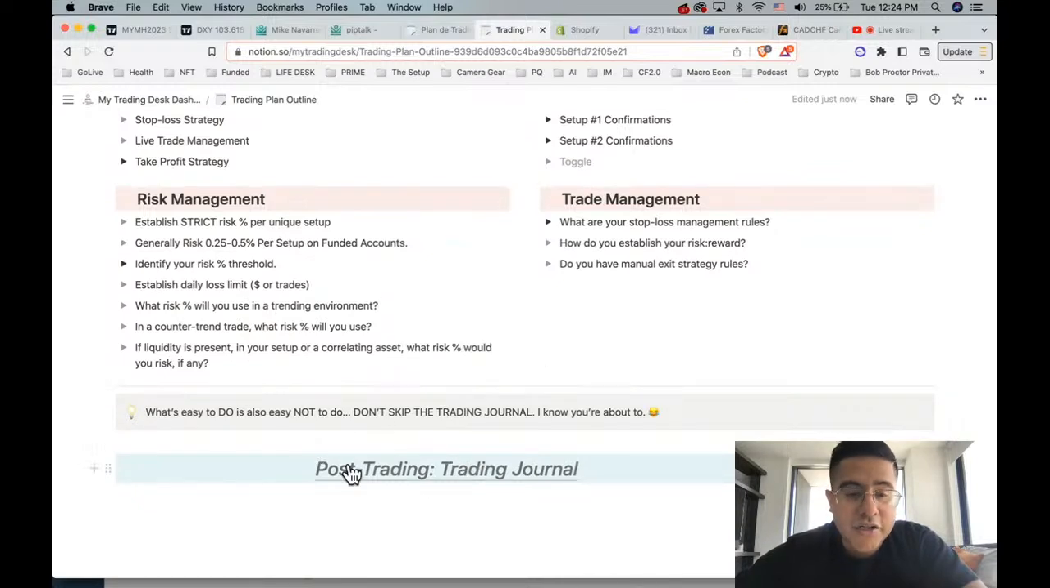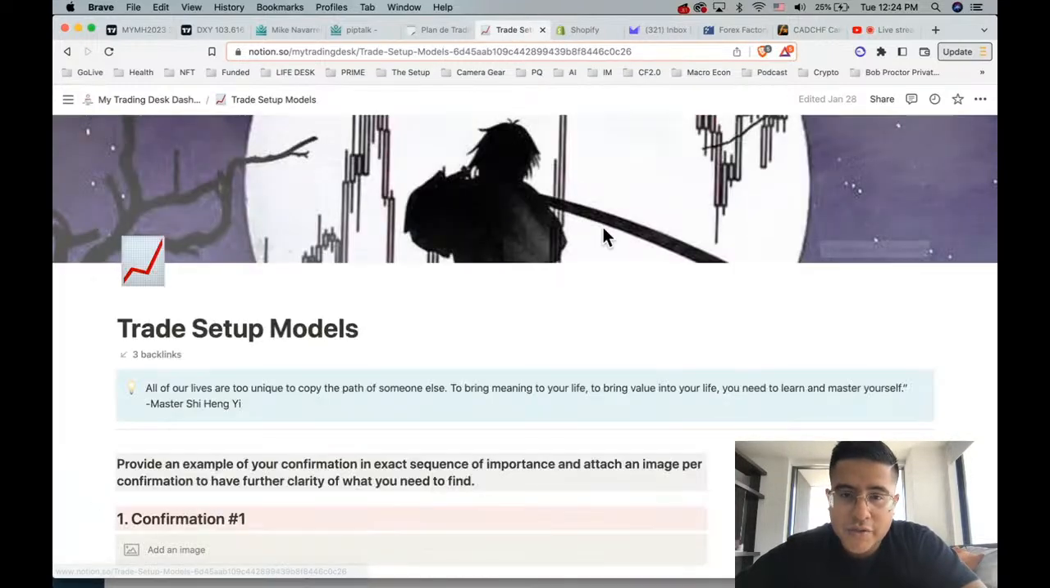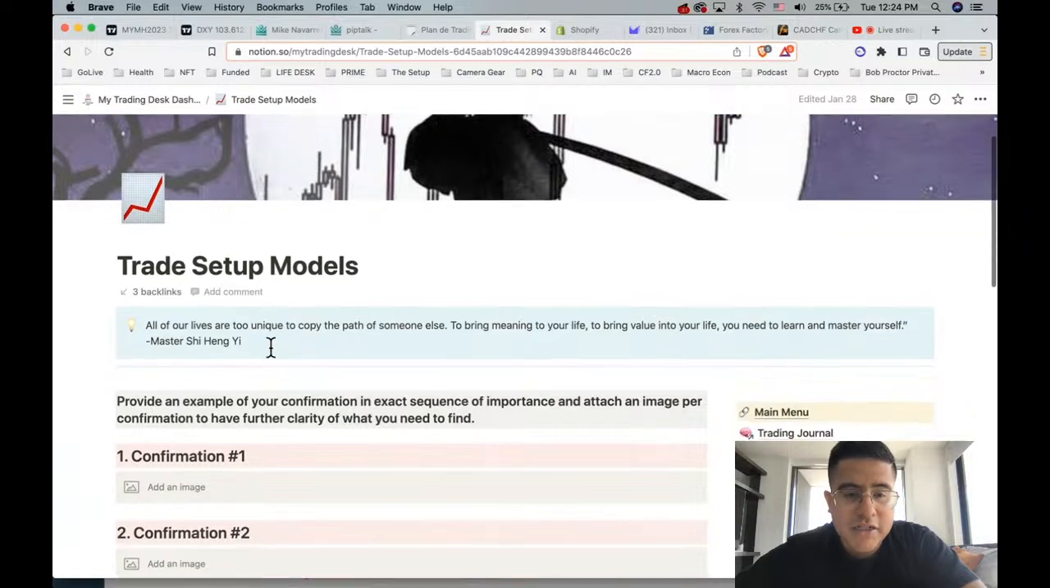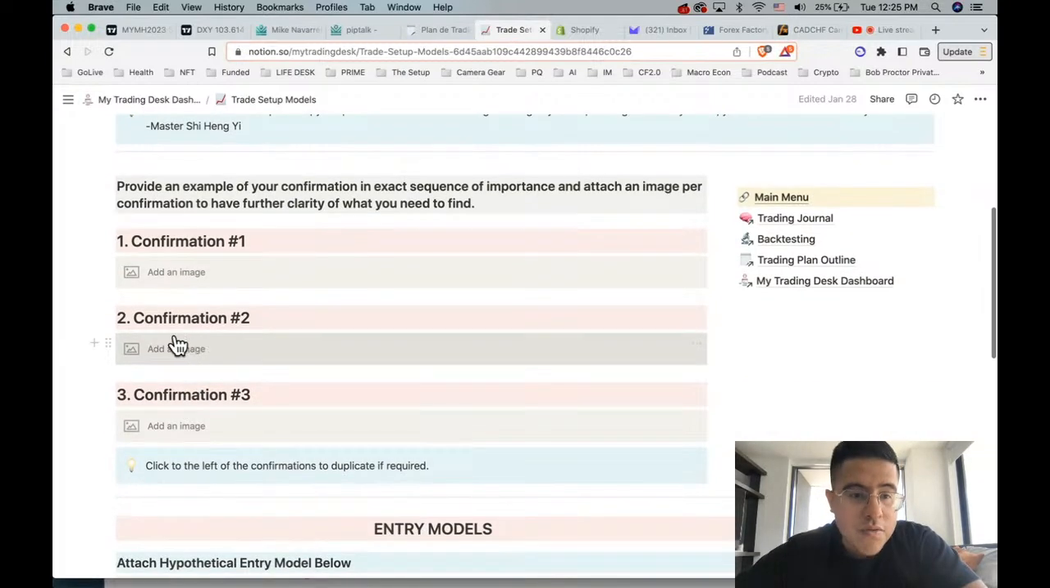Now, of course, after you're done trading, you want to journal, right? You want to journal. Don't skip this part. But before we go into that, I do want to show you the trade setup models section. Here's where you're basically breaking down step by step your confirmations, right? So confirmation 1, maybe you look for structure. So you can add an image of structure, and okay, this is what I'm looking for, this type of scenario. Confirmation number 2, and maybe for your second confirmation, you're looking for liquidity in the market. So cool, you can add that there.